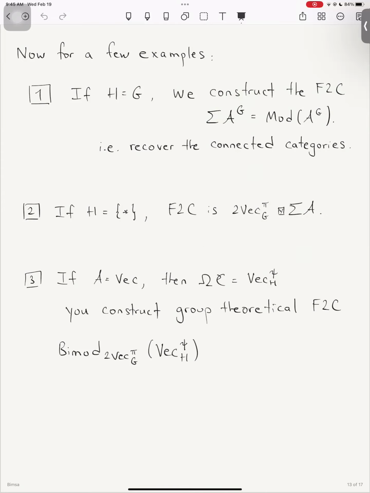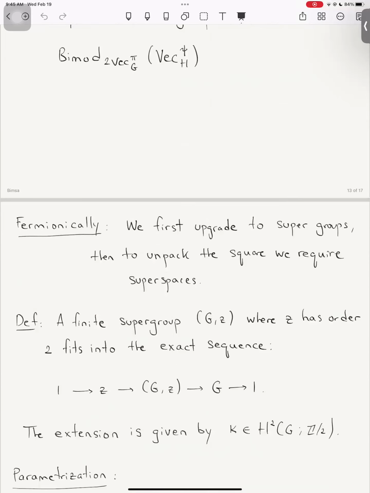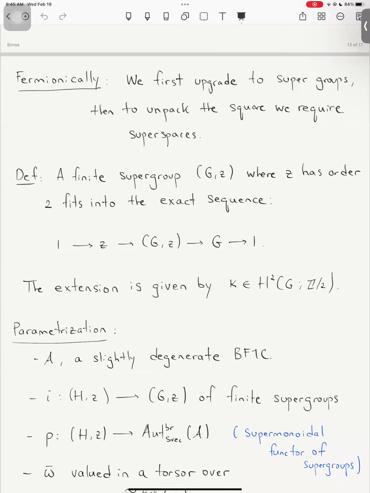And then if H is just a point, so it's the trivial subgroup, then the fusion 2 category you reconstruct is sort of this thing where it's kind of this monoidal equivalence. And if A was just Vec, then you can reconstruct these group theoretical fusion 2 categories. The group theoretical fusion 2 categories just look like, you take something that looks like 2Vec_G, and it's all the ones that you could get from taking modules with respect to some algebra. So that's quite nice.